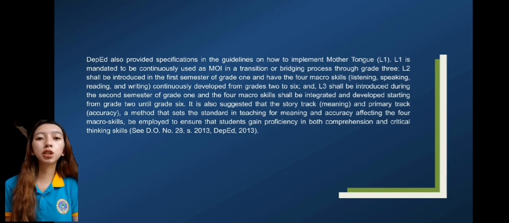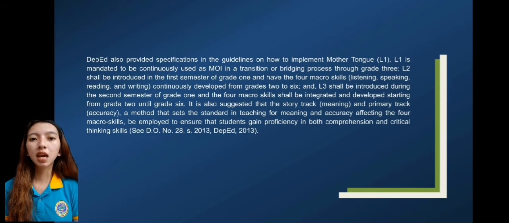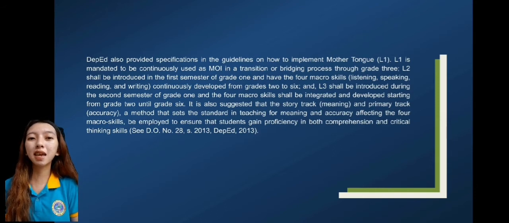And the third language shall be introduced during the second semester of grade 1, and the 4 macro skills shall be integrated and developed starting from grade 2 until grade 6. It is also suggested that the story track or meaning and primary track accuracy, a method that sets the standard in teaching for meaning and accuracy affecting the 4 macro skills, be employed to ensure that students gain proficiency in both comprehension and critical thinking skills.